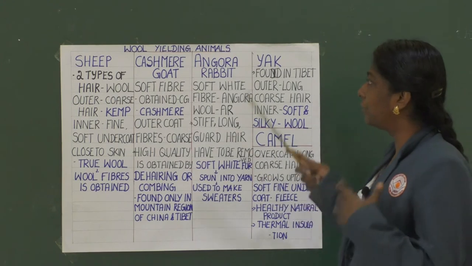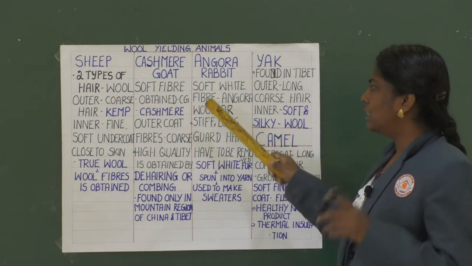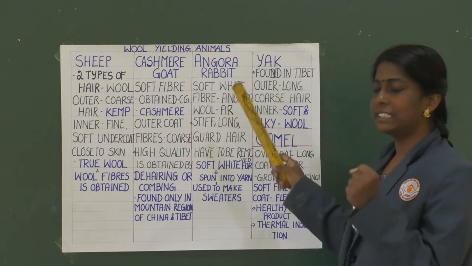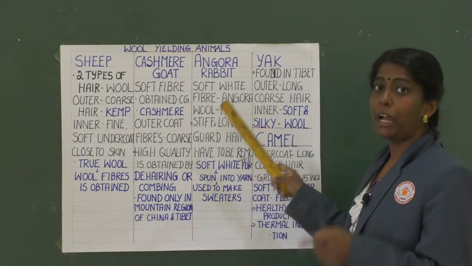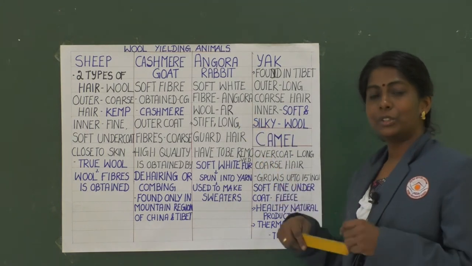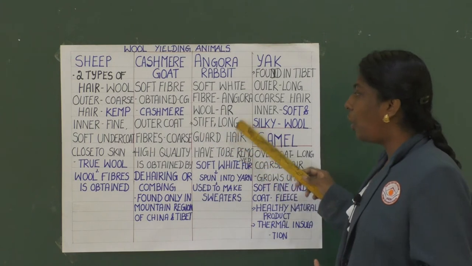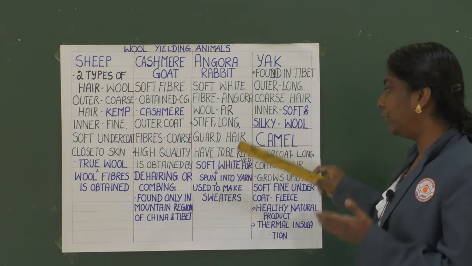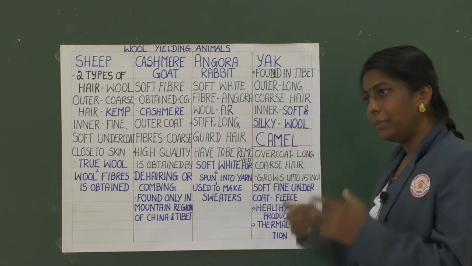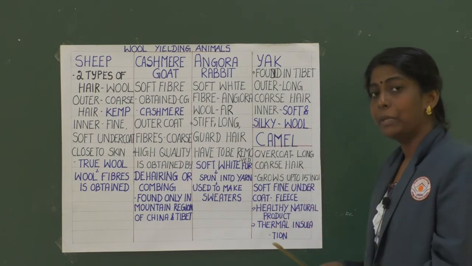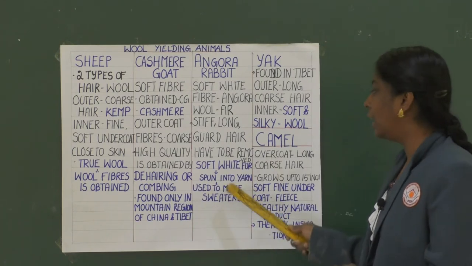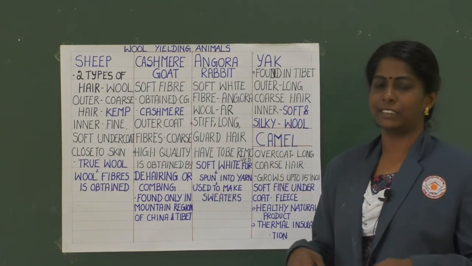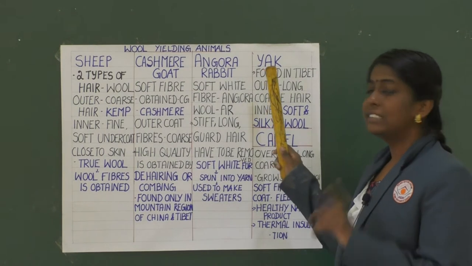Yes children, about the third animal, the Angora rabbit. We are getting fabric from the Angora rabbit also. Here we get a soft white fiber, and that type of wool is called Angora wool. The outer hairs are stiff and long, and they should be removed to take out the inner part. Soft white fur is found in the inner part, and from it we obtain the fiber, which is spun into yarn. This type of fiber is generally used to make sweaters. Clear kids? Now about the fourth one, that is yak.